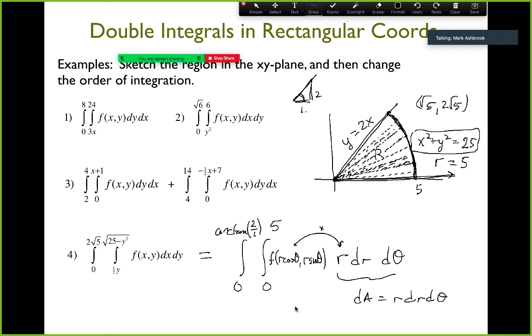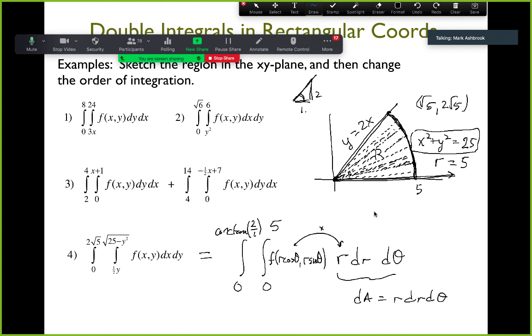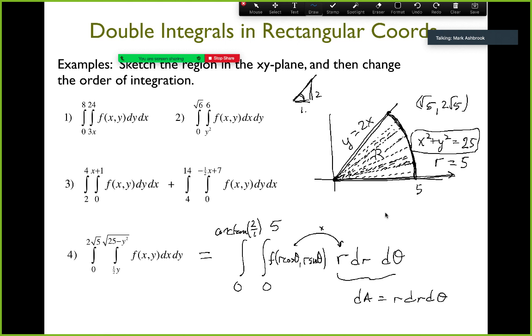Okay, does it make sense? So now I want to use this polar integral to get the area of this region. How would I use this polar integral to get the area of the region? What will I put here? Polar double integrals still find net volume. They still find difference of volumes, right? There's a whole missing piece to this.